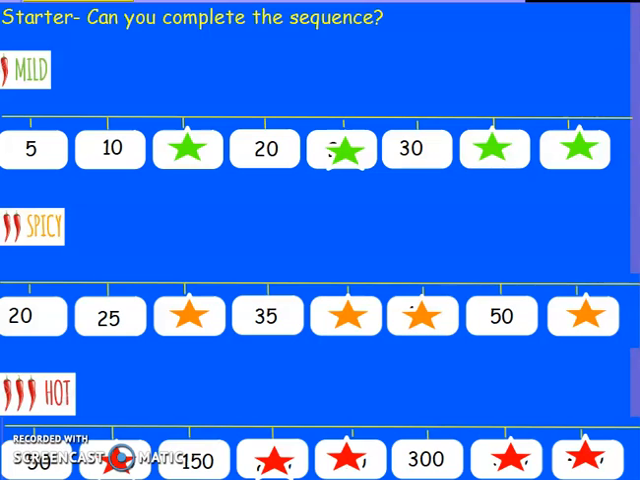To get our brains warmed up again today, we're looking at sequences. You'll see you've got the mild, spicy and hot challenge, and some of the numbers in the sequence are covered up with a star. Pause the video, see if you can work out the intervals and write in the missing numbers. Press play when you're ready to go through the answers.